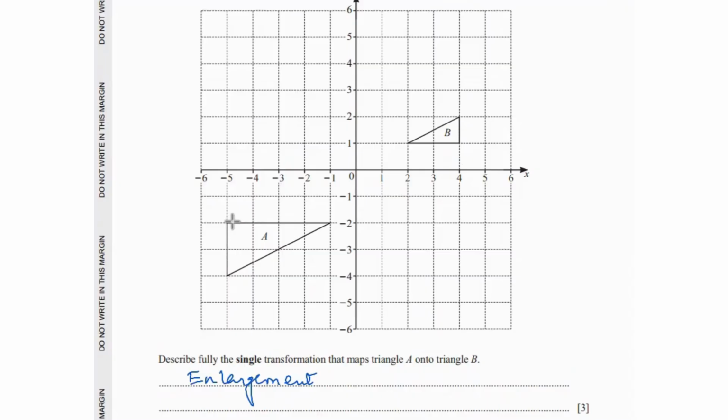For the center of enlargement, you can join corresponding points on the shape and the point through which all of these lines cross, that is your center of enlargement, which is (1, 0). Center is (1, 0). And then for the scale factor, we will look at how corresponding lengths have changed. So if we look at this one was 2 and now it's 1. So that means the scale factor is 1 over 2.